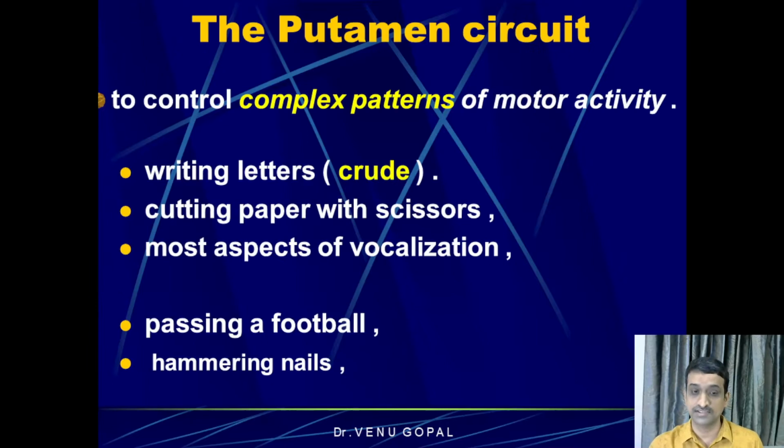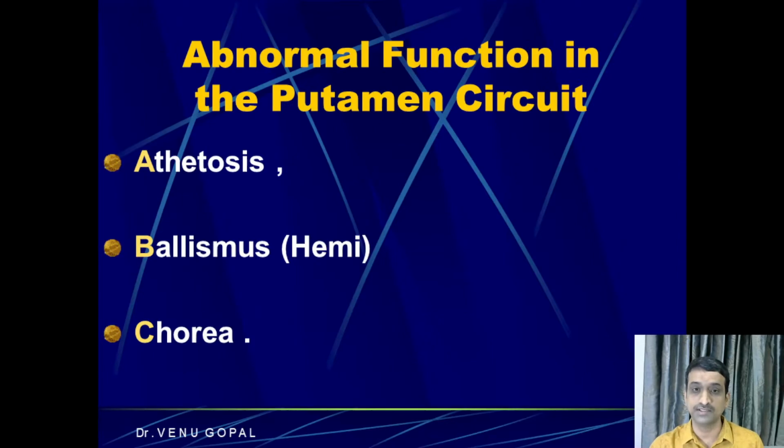The putamen circuit is concerned with the complex patterns of motor activity and it controls all this complexity in the motor activity. For example, you can see on the screen, writing letters. In case of damage to the putamen circuit, the writing letters will become very much crude. Then cutting papers with the scissors, we need accuracy of the motor movement so that we can cut without crushing the paper. Then most aspects of vocalization, as you know, speech is a complex pattern, as we discussed with cerebellum also. Then passing in football, hammering, all these involve complex patterns of motor activity, which is achieved with the putamen circuit.